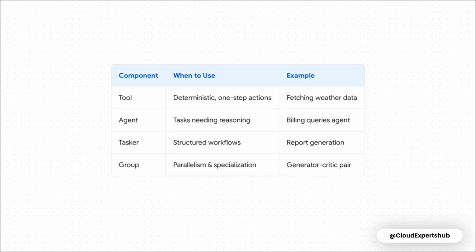Is the job a simple, deterministic, one-and-done action, like fetching weather data? That's a tool, all day long. Does the task need some actual thinking and autonomy in a specific area, like a customer support agent handling billing questions? You need an agent for that. Is it a structured, multi-step process, like that report we talked about? That's a job for a tasker. And finally, for those complex problems that need different perspectives or parallel work, you call in a group.